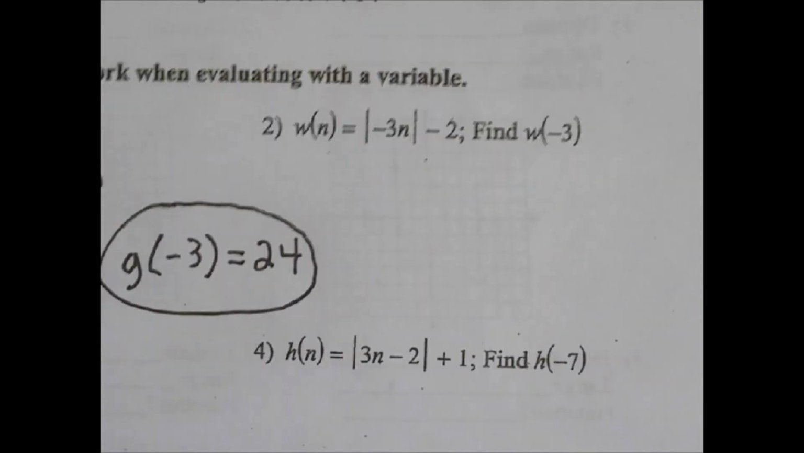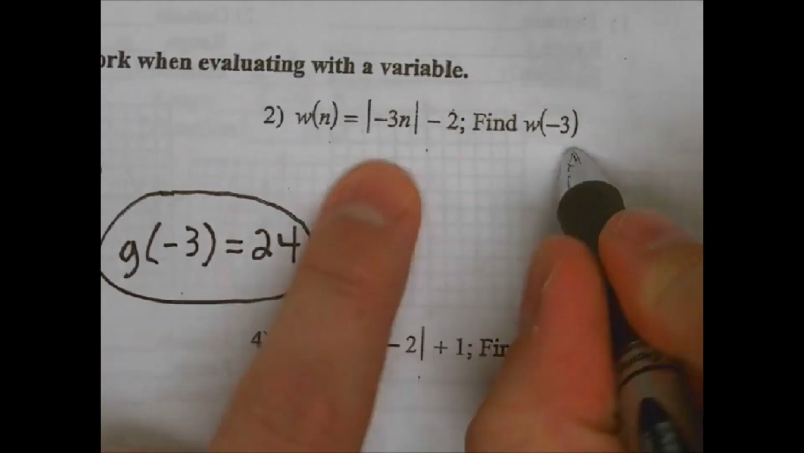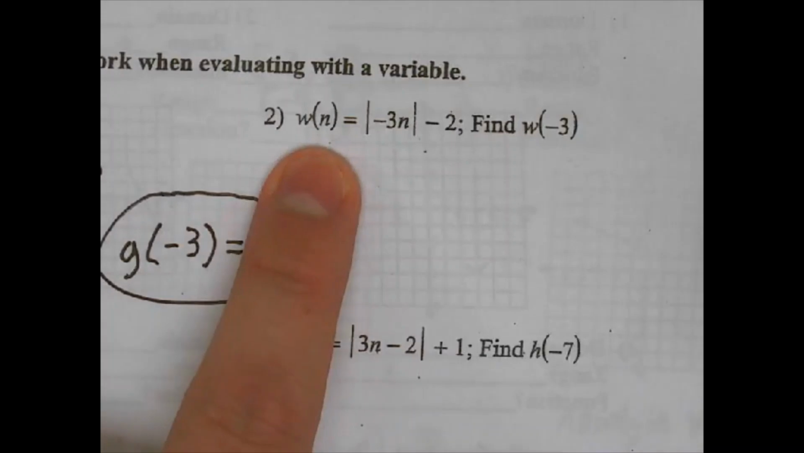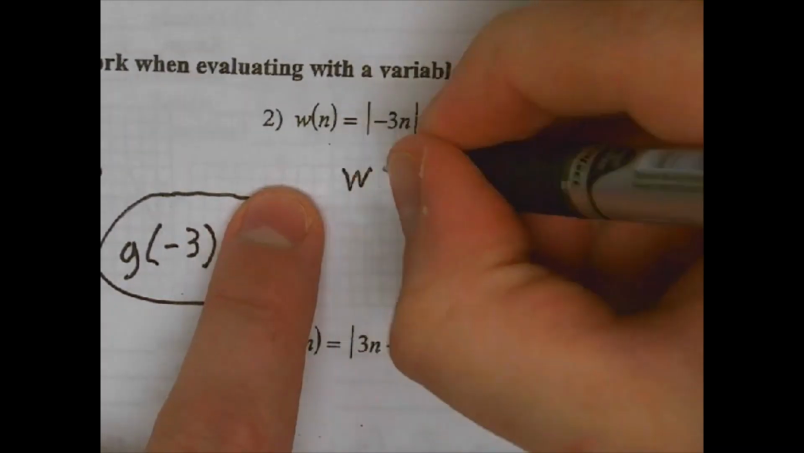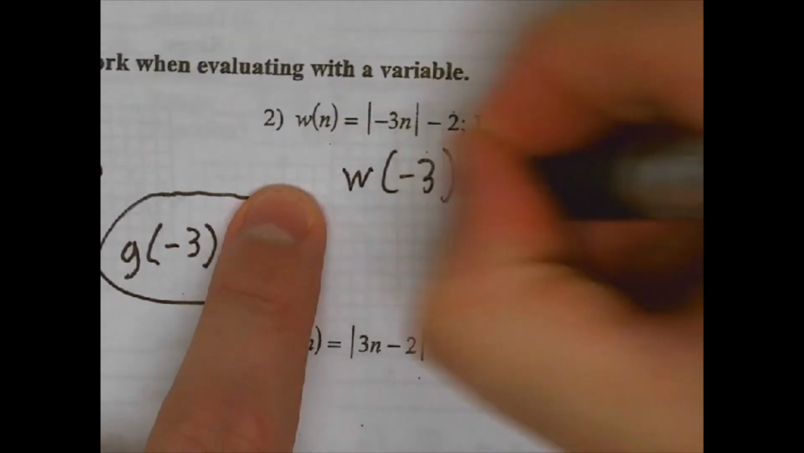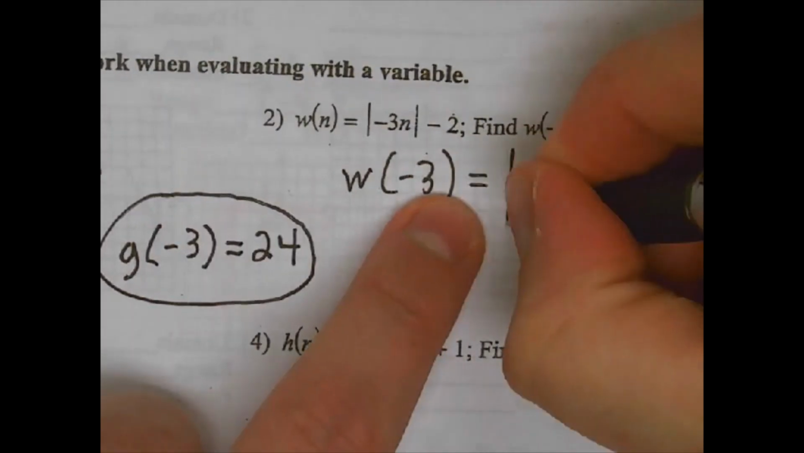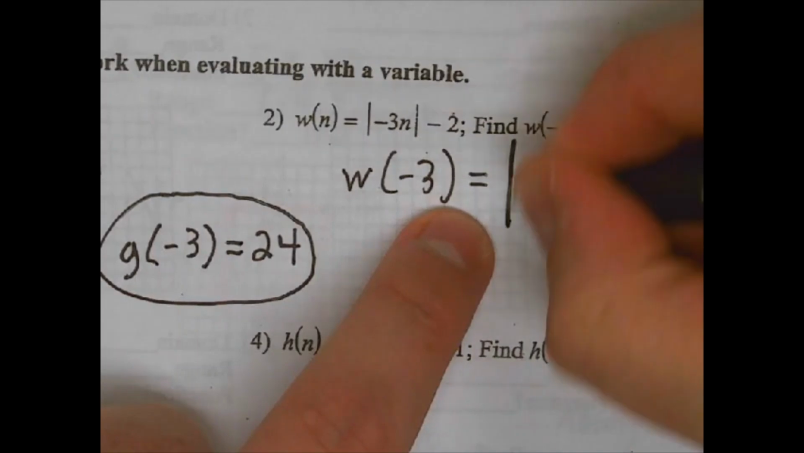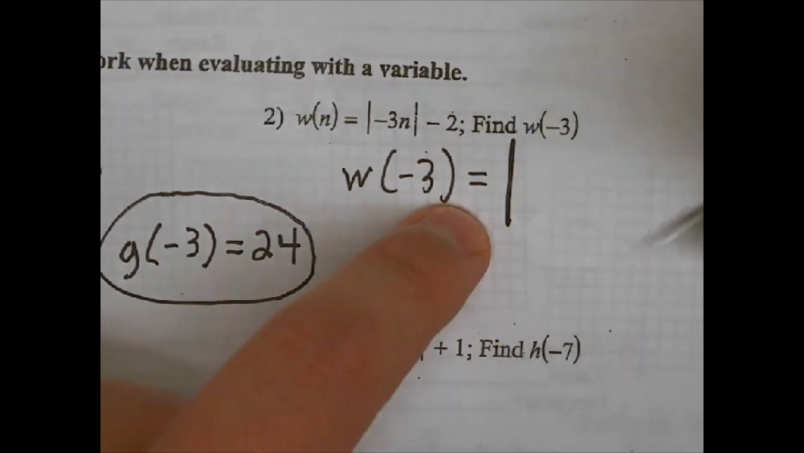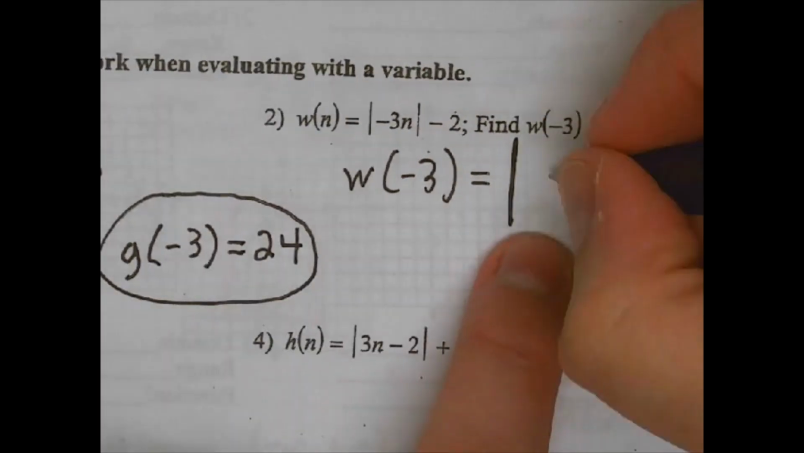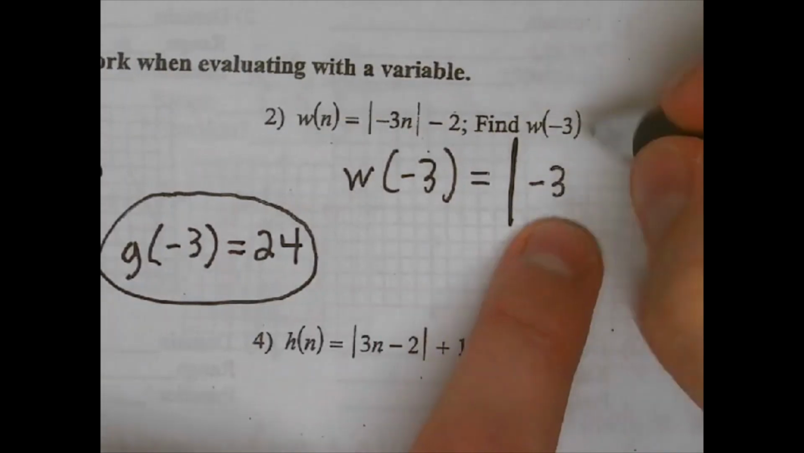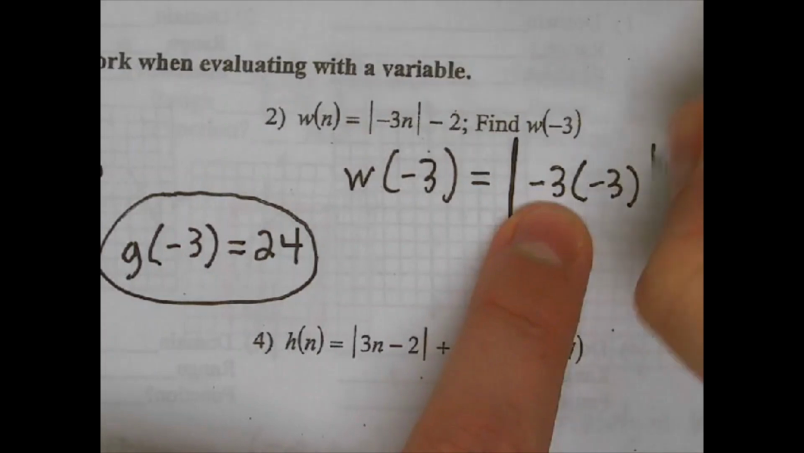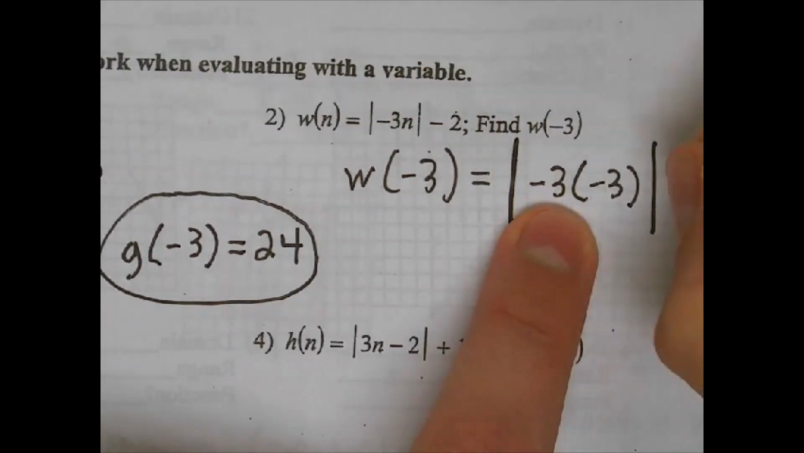Okay, so here we go. I'm going to input -3 where n is. So I'm going to say w of -3 is equal to absolute value, and I get aggressive with it, and I just make sure that you know it's not an L or a 1 or something. So just FYI, mine's a little ridiculous. That's why. Absolute value of -3 times -3, minus 2.